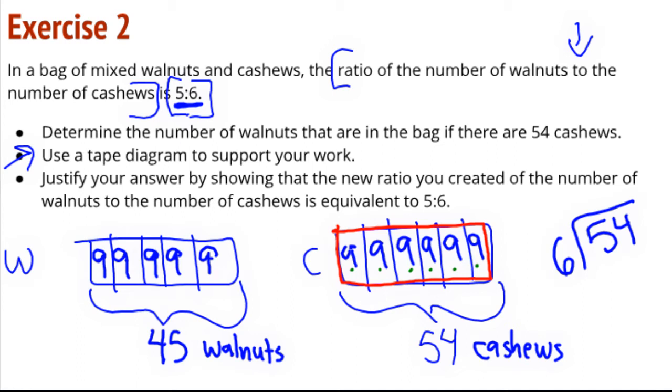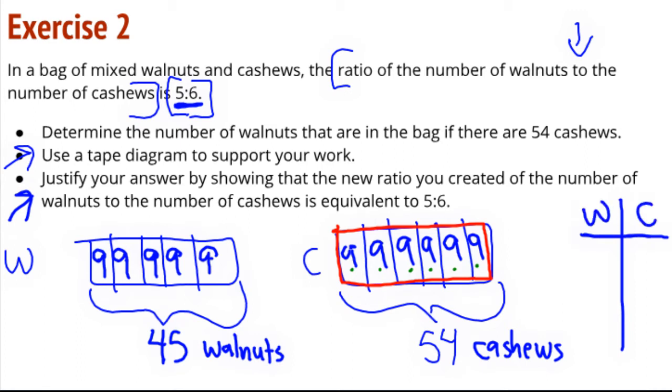Now I need to take a moment and actually show that my new ratio is equivalent. I'm going to do a little erasing off on the side here, and set up my table real quickly. I kind of like this. So I've got my walnuts and my cashews, and I know my ratio is 5 to 6, and my new ratio is 45 to 54, and I multiplied both of these times 9.